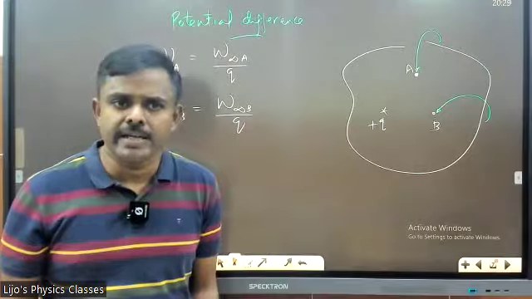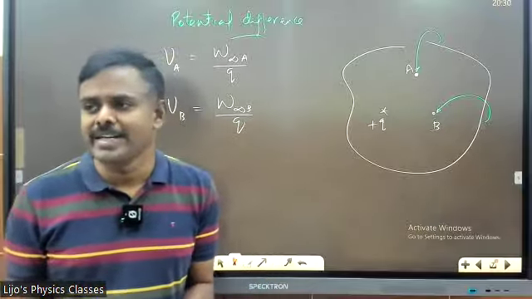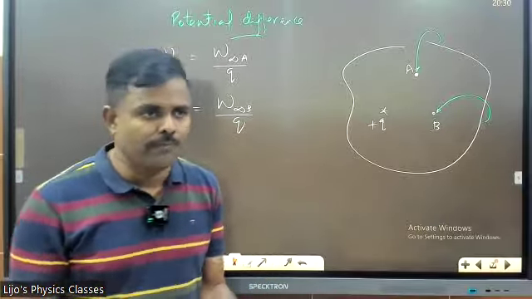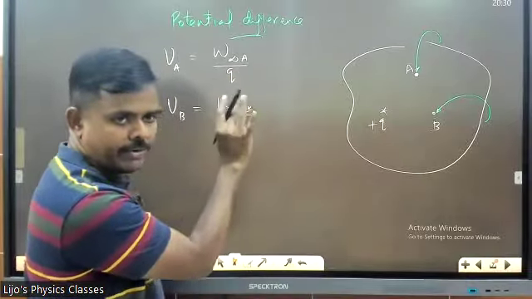What is the definition again? Work done, this is the 100,000th time I'm telling you. Work done to bring a +1 coulomb from infinity up to the point. Got it? Infinity up to A.